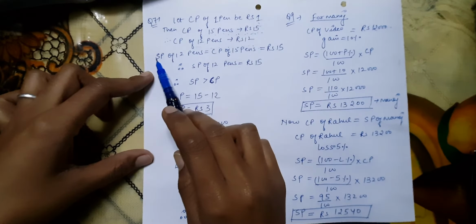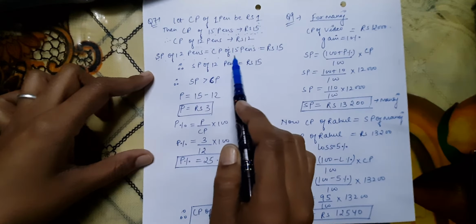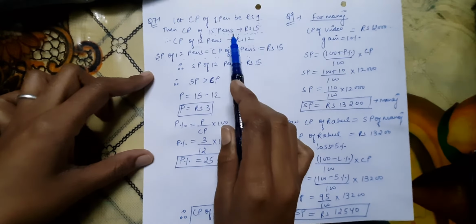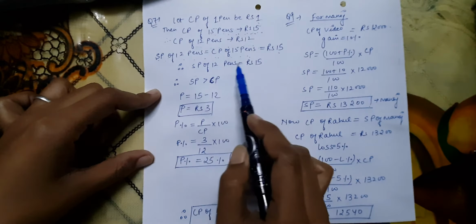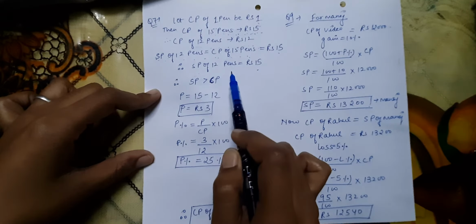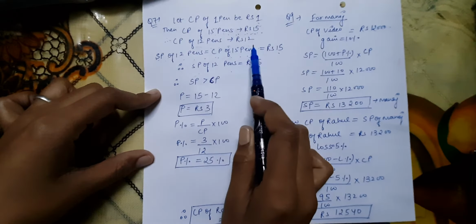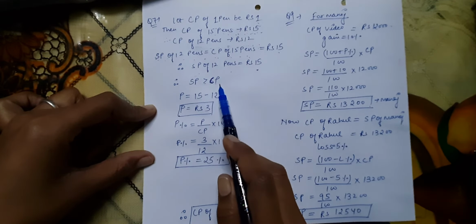In the question, it has been mentioned the selling price of 12 pens is equal to cost price of 15 pens. So cost price of 15 pens we have calculated here, that is rupees 15. Therefore, we can say that the selling price of 12 pens is equal to rupees 15. Now we know that the selling price of 12 pens is rupees 15 and cost price of 12 pens is rupees 12. So we can say that the selling price is greater than the cost price.